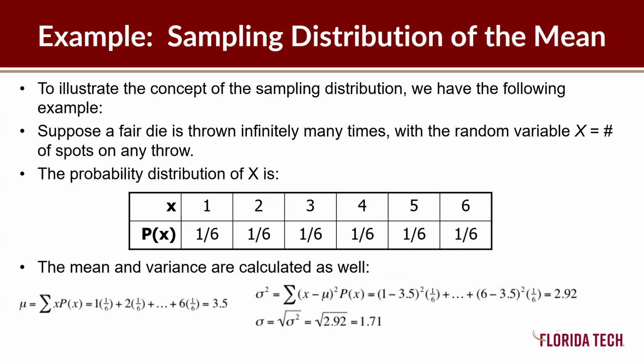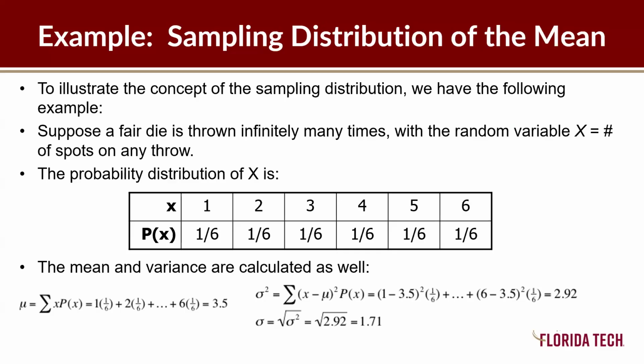All right, so let's look at an example to illustrate this concept. We're going to suppose that we have a fair die, and we're going to throw that infinitely many times, with the random variable X being the number of spots we get on any throw, the value for any throw. The probability distribution of X is then: the probability we roll a 1 is 1/6, 2 is 1/6, 3, 4, 5, everything is 1/6. The mean and variance are calculated. We know how to do that from earlier.